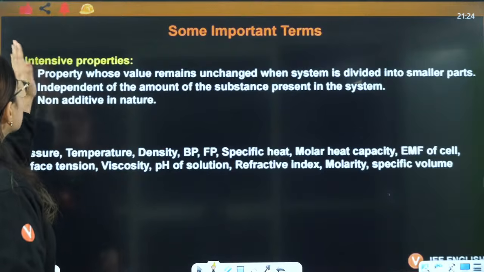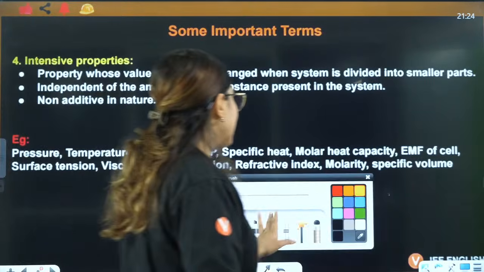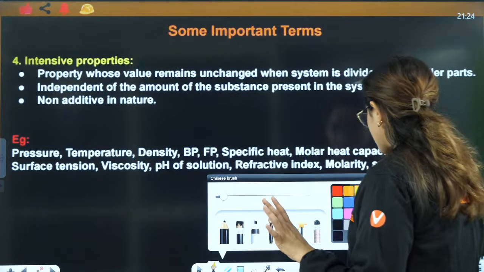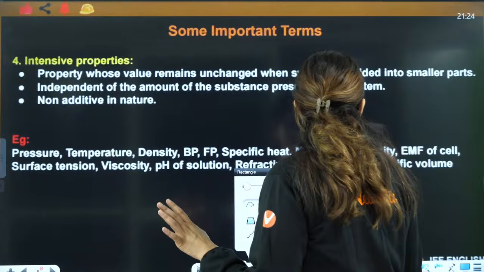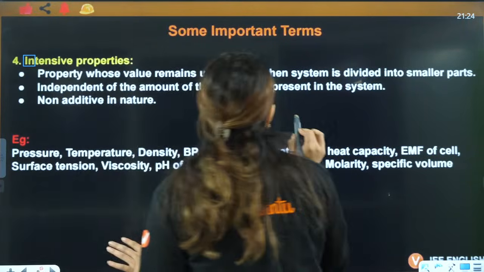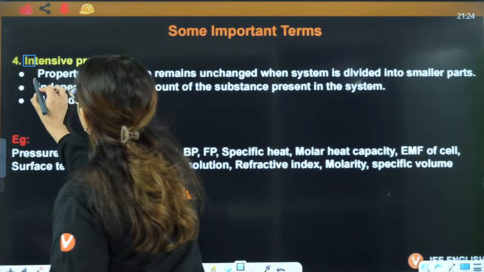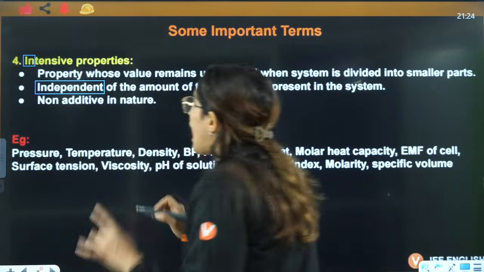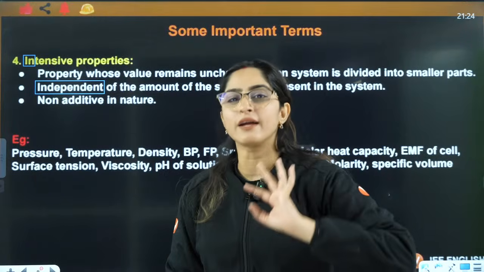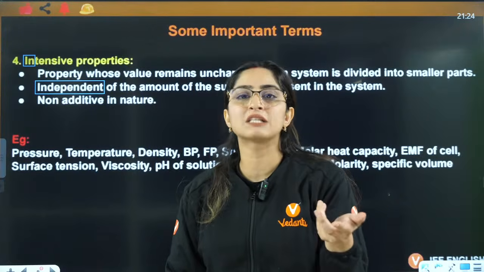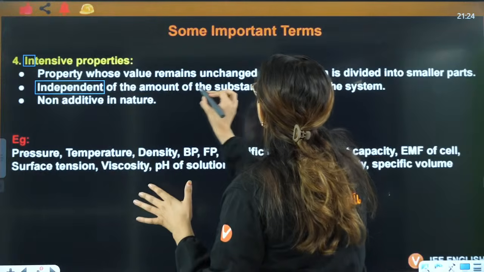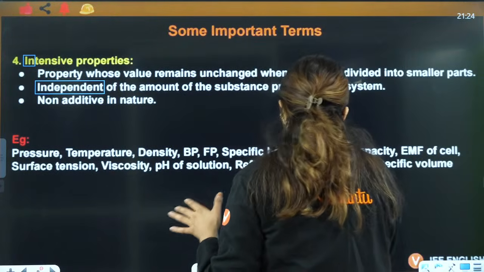So, intensive and extensive properties. Just remember, "in" for intensive and "in" for independent. That's how you can remember this. Intensive properties are independent. Independent of which thing? Intensive properties are independent of the amount of substance that is present there.